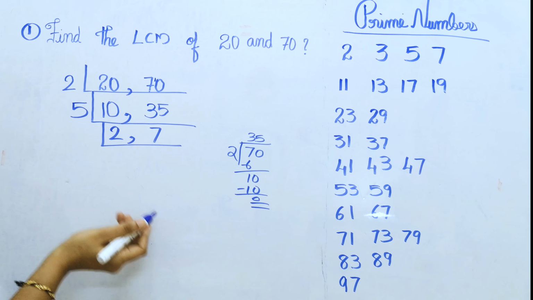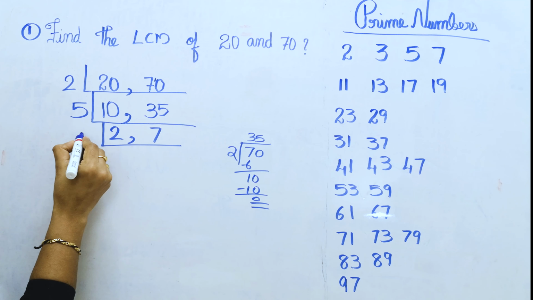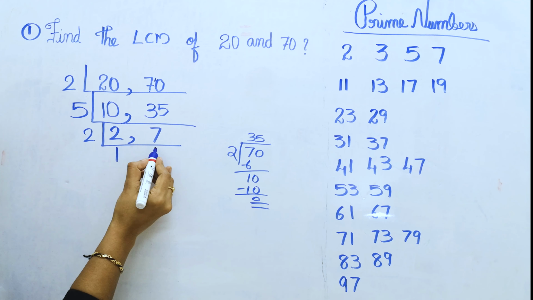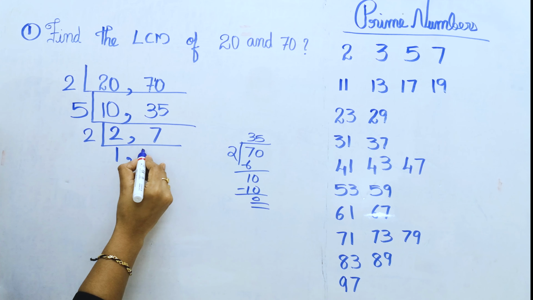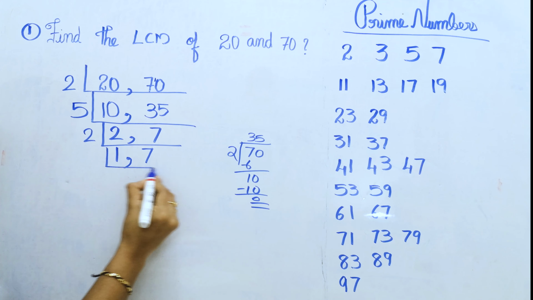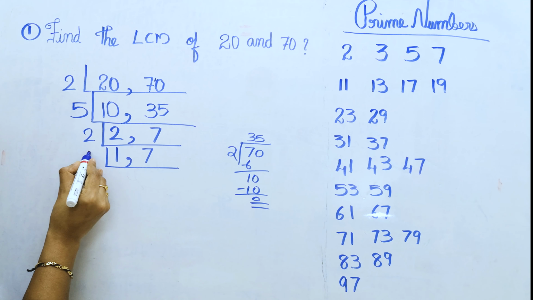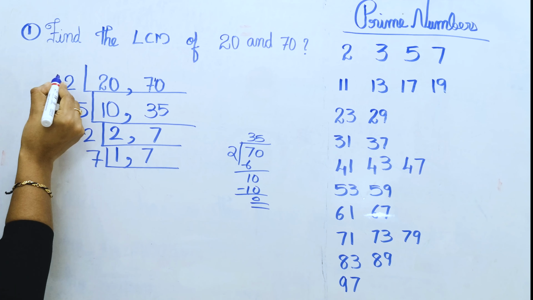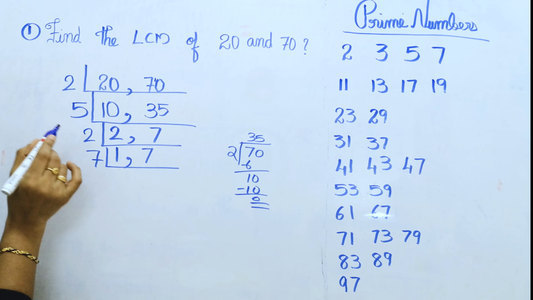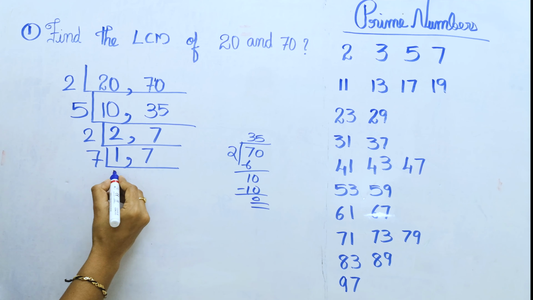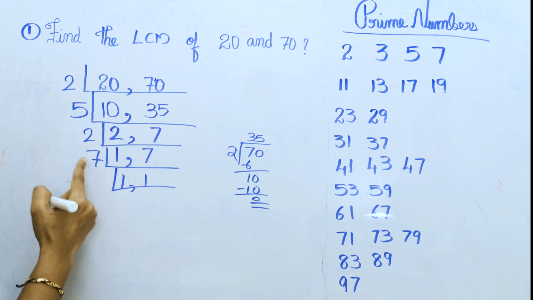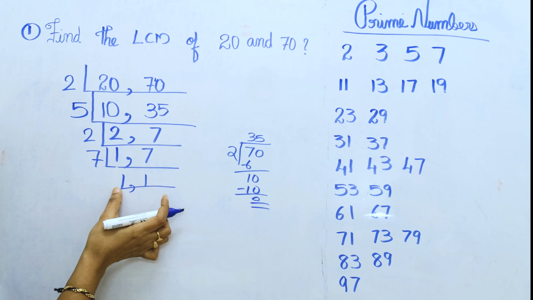Or you can continue. Now I am continuing the problem. So listen, 2 is divisible by 2. 2 1s are 2, but 7 is not divisible by 2. So 7 you can keep down. Then 7 is divisible by 7. 7 is a prime number, so you can use 7 here. Only prime numbers should be used here. You should not use any composite number or 1. Okay, so 1 is already solved, then 7. 7 1s are 7. So we have finished.